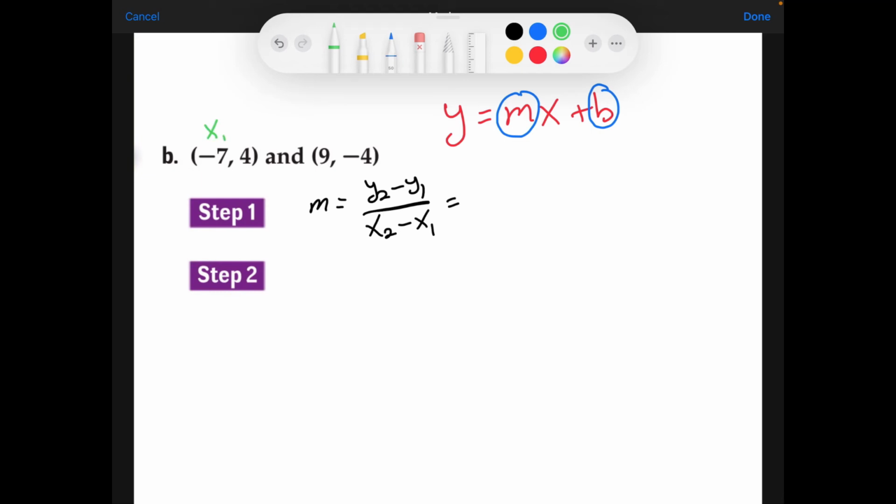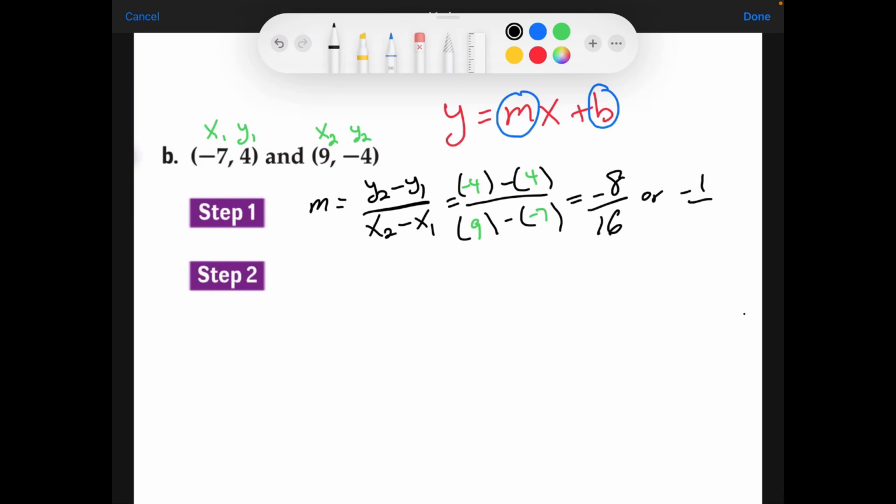I'm going to pick my first point to be this -7, 4. So that's x1, y1, and this one to be my x2, y2. After I do that, I can just simply plug in the information in the formula. Simplifying this further will give us a -8 over 16, or basically a -1 over 2. And so this is your slope. We got to find our second thing, which is our y-intercept.